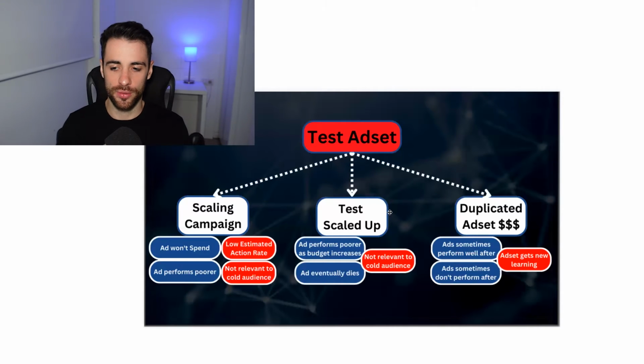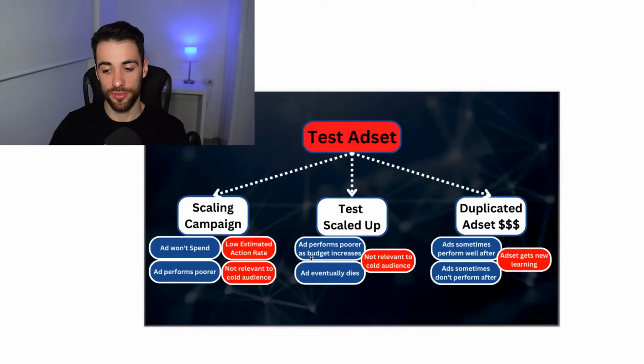And then testing up, scaling. You can either scale horizontally or you can scale vertically. This one is scaling vertically, where we're just going to scale up our original test ad set. And what you see is ad performance is poorer as budget increases and the ad eventually dies. Well, again, that relates back to not being relevant to that new audience, the cold audience. As you scale up the budget, Facebook goes out further and tries to find more people. So that's why that happens.